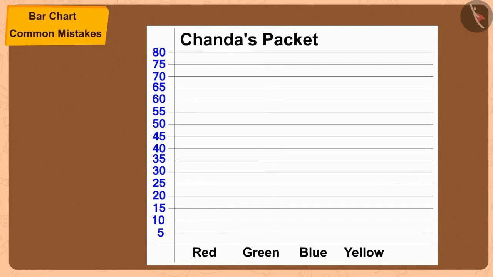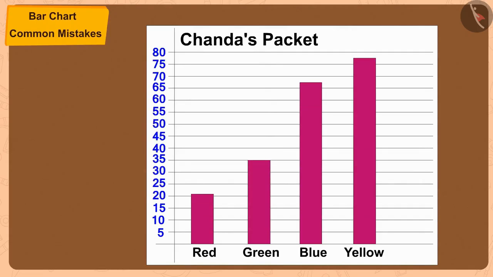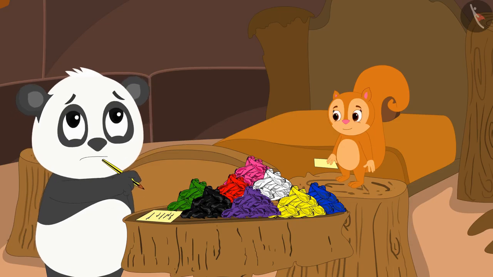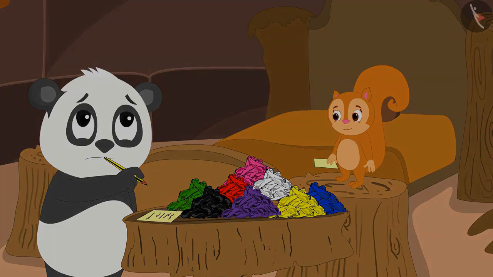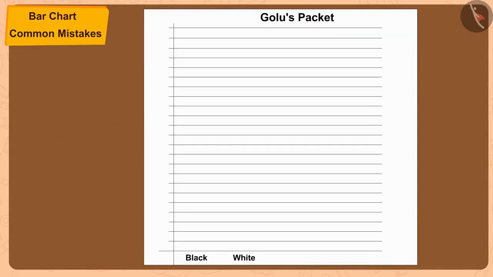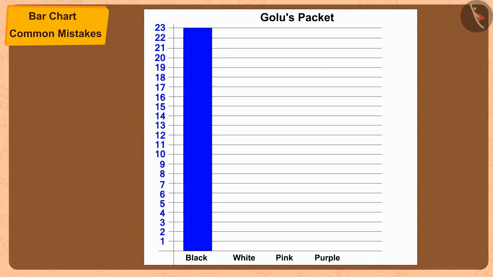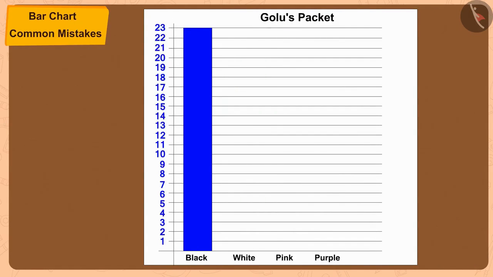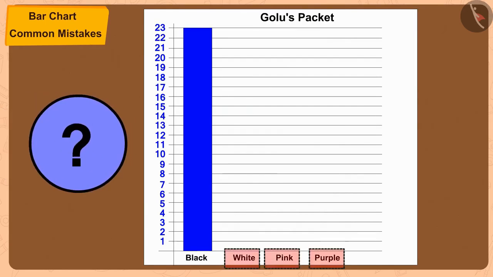Chanda quickly created her bar chart in this way. But Golu is immersed after making an incomplete bar chart. What happened, Golu? What are you thinking? I have made half the bar chart, but the number of these white balloons is 70. And on my paper, I can write numbers only up to 23 on this vertical line. Now, how do I show the number of these white balloons in this bar chart?